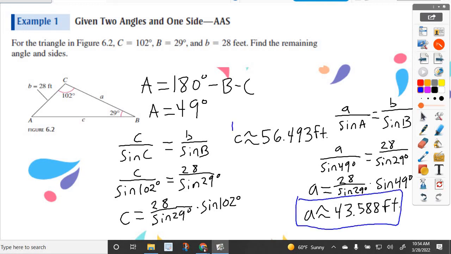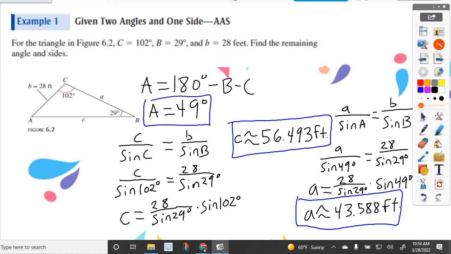So we found the two missing sides along with the missing angle. Those are my three answers. Questions on that? The biggest part with these questions is just the setup, because from there it's basically plugging and chugging. You're going to plug lots of stuff into your calculator.